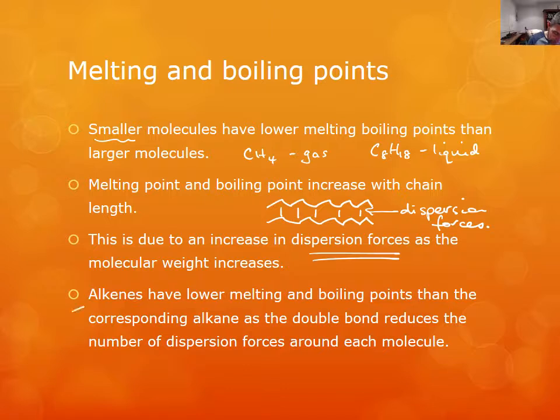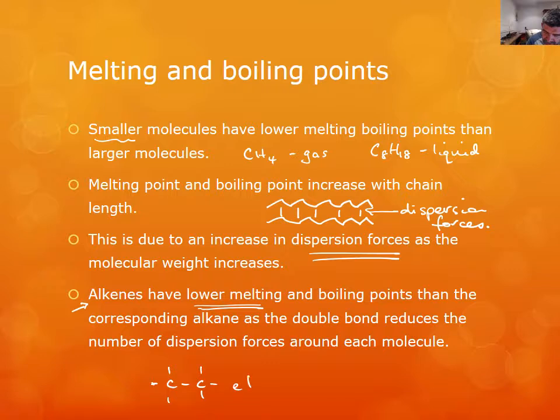The other thing that's important is that alkenes, generally speaking, have a lower melting and boiling point than the corresponding alkane, because the double bond just reduces the number of dispersion forces around each molecule. Effectively, there's two less hydrogens, so there's going to be a slight drop in the amount of dispersion forces between them.